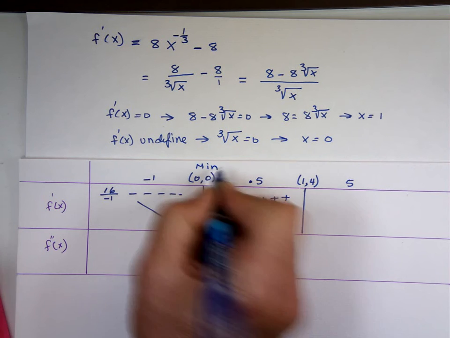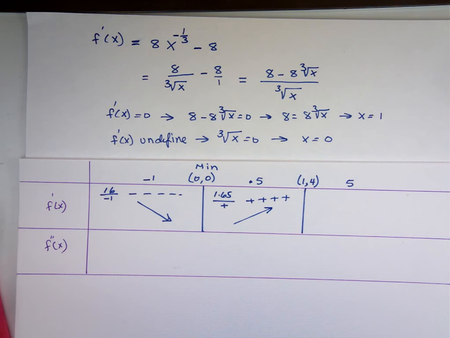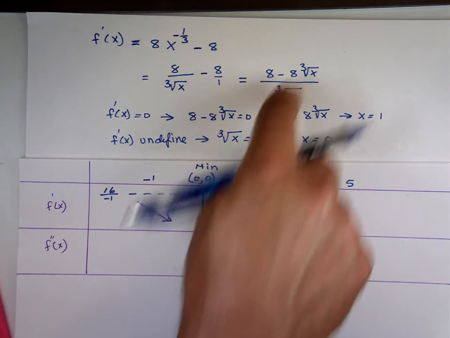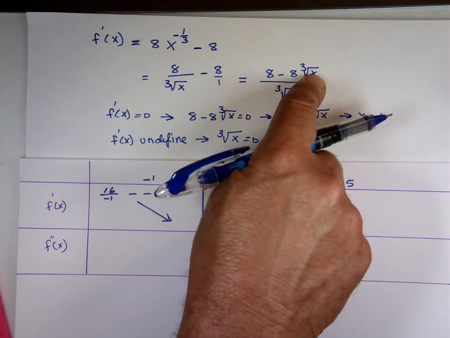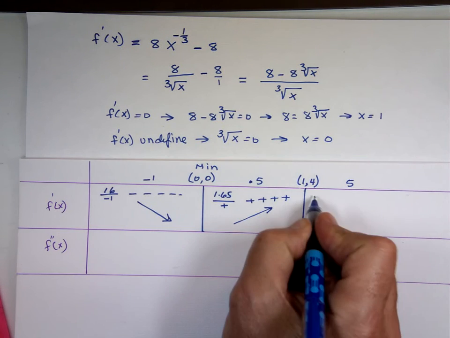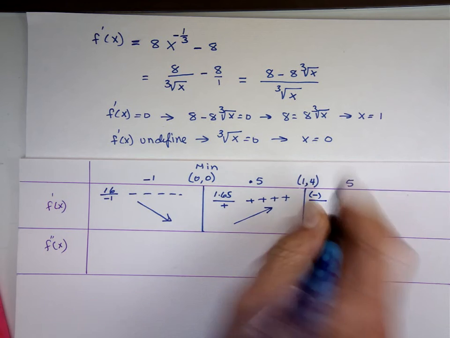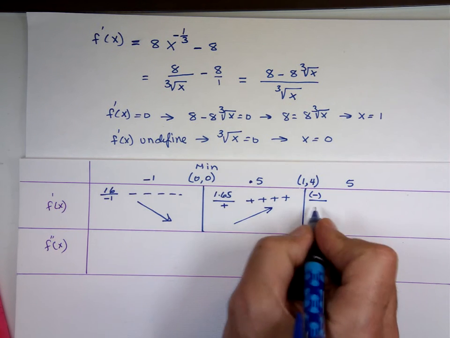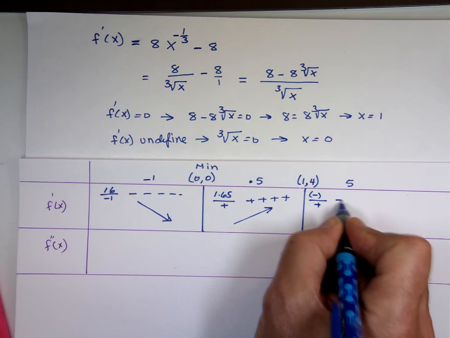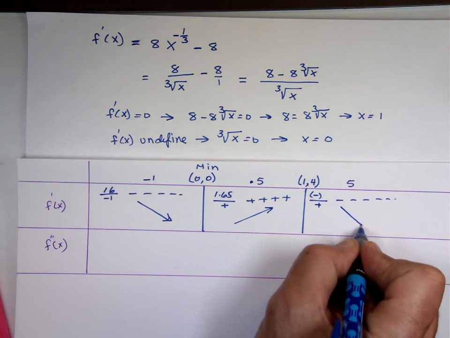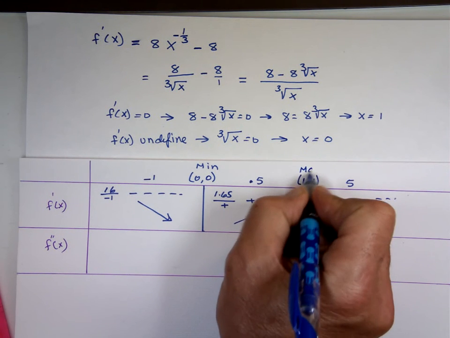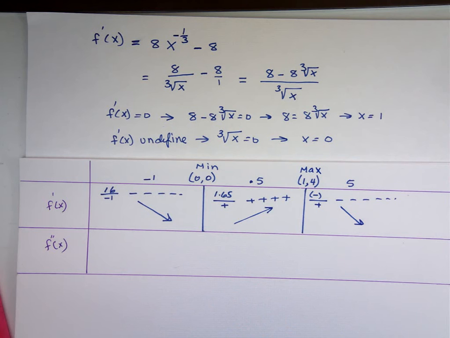The 5, the top will be negative. This will be more than 1, so this will be negative. The bottom is going to be what? Positive. What's the negative over positive? Negative. That's decreasing. That's the max. I'm done with the first derivative.